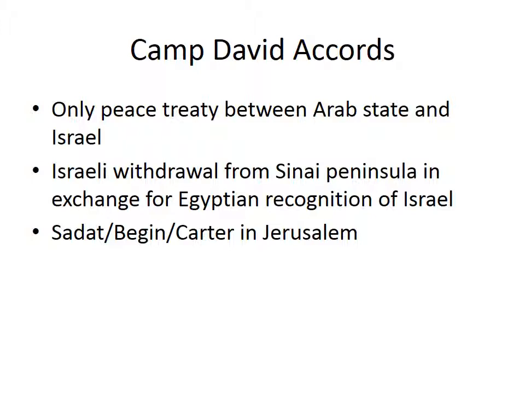And the odd thing is that all 3 of them will receive Nobel Peace Prizes for this. Sadat is killed in 1982. Almost immediately, the ink isn't even dry on the treaty, Menachem Begin will begin systematically bombing southern Lebanon. And of course, Carter is pushed out of office in 1980.